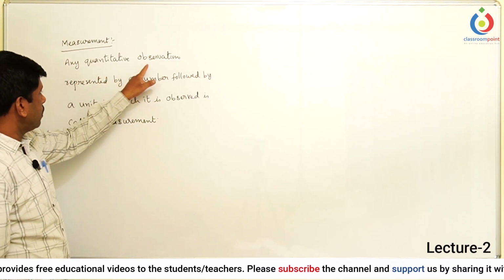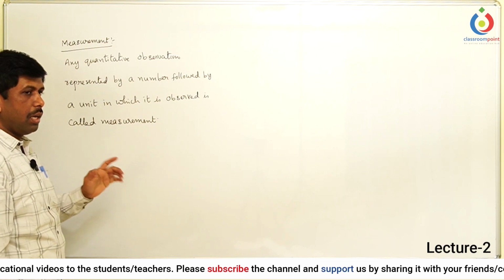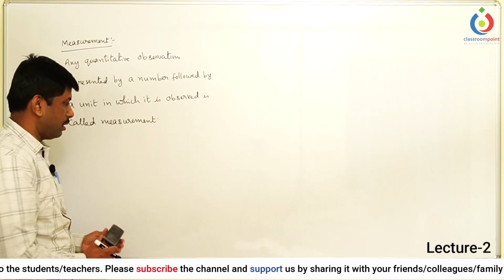So let's have a small discussion about this definition. Any quantitative observation represented by a number. Let us imagine the length of a room is 10 meters.